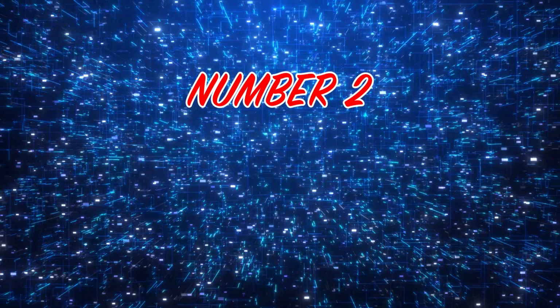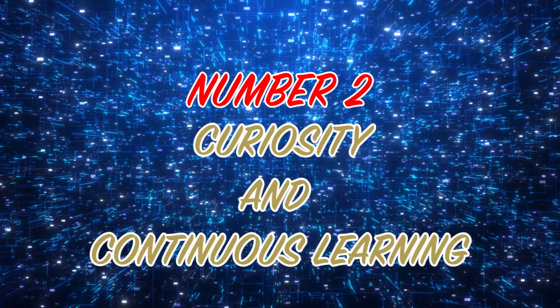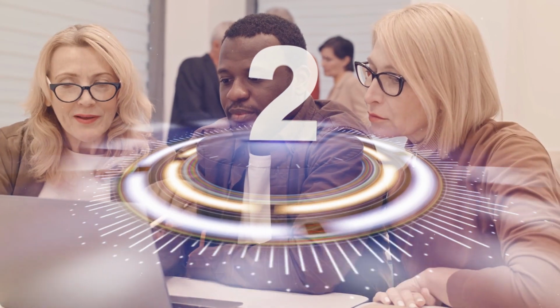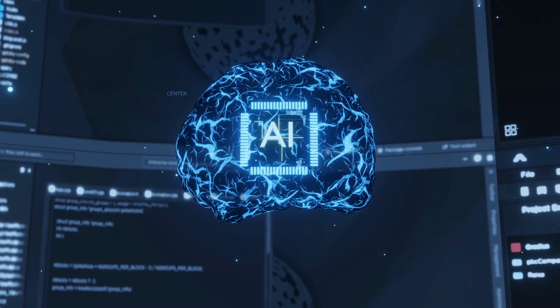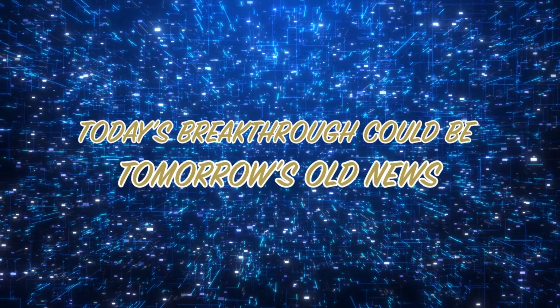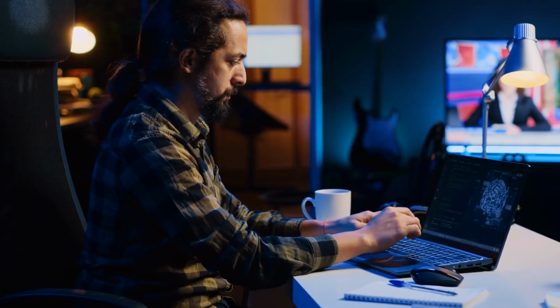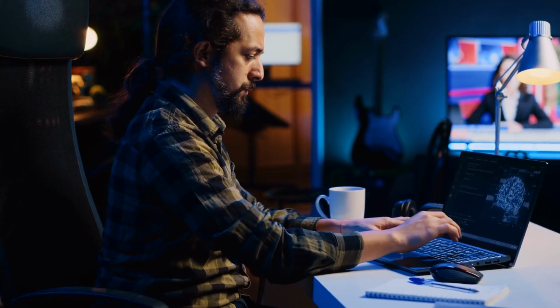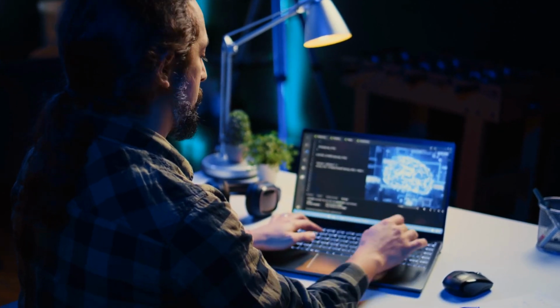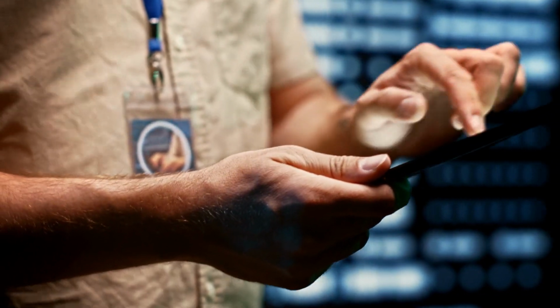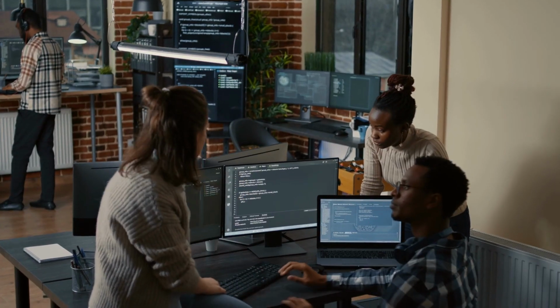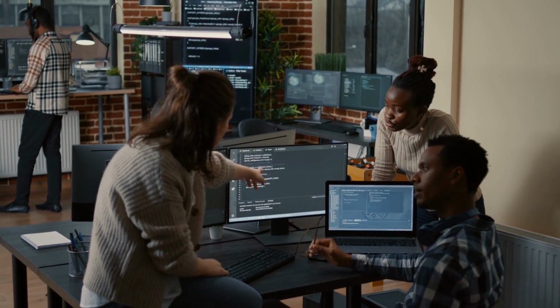Number two is curiosity and continuous learning. In the rapidly evolving field of AI, today's breakthrough could be tomorrow's old news. A mindset geared towards constant learning, exploration, and adaptation is essential. It's not just about keeping up, it's about leading the charge.